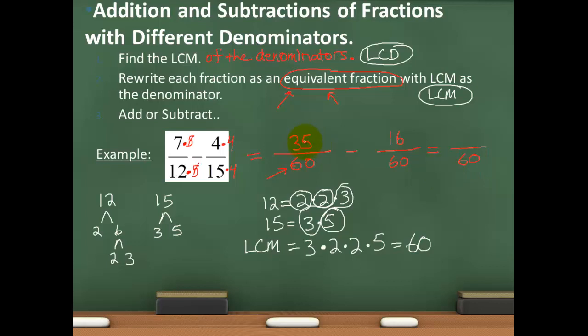So I'm going to do 35 minus 16, which is, I believe, 19. All right? Notice 19 is a prime number, so this is in simplest form. All right, and so that's adding and subtracting when we have different denominators, which concludes our video.